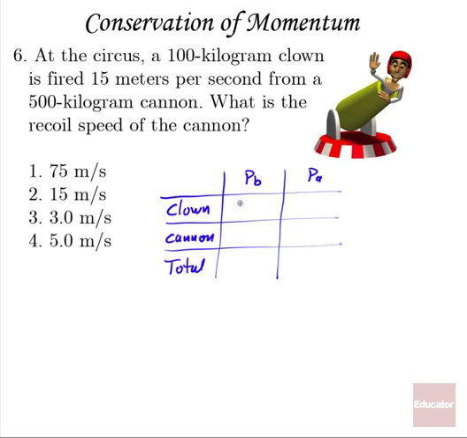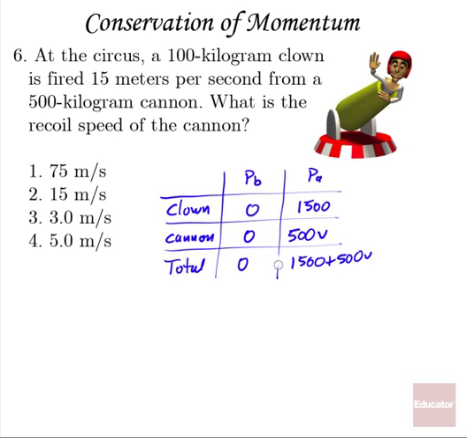Now, initially, the clown is at rest, the cannon is at rest, so our total is at rest. Now, after the event, the clown has a momentum of 100 times 15, or 1,500 kilogram meters per second. The cannon has a momentum of 500 times whatever its velocity is. So our total momentum after the collision is 1,500 plus 500 v.